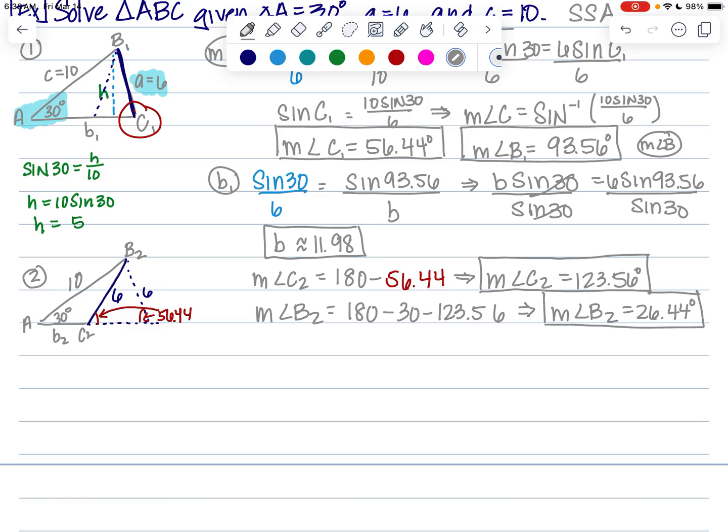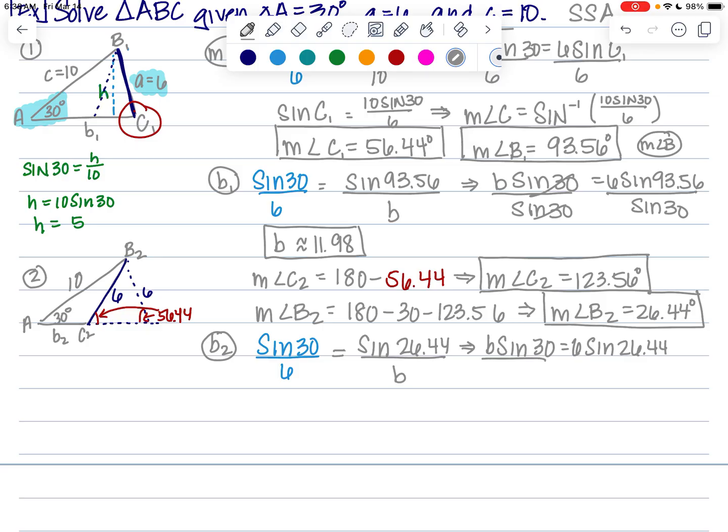We found the measure of angle C. We found the measure of angle B in this new triangle. Now I just have to figure out what the value of B2 is. I'm going to use my ratio, the sine of 30 divided by 6 is equal to the sine of my angle B, 26.44, divided by B. Cross multiply. B times the sine of 30 equals 6 times the sine of 26.44. Divide both sides by the sine of 30.